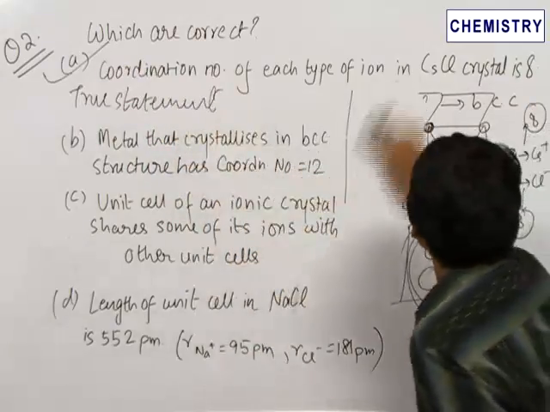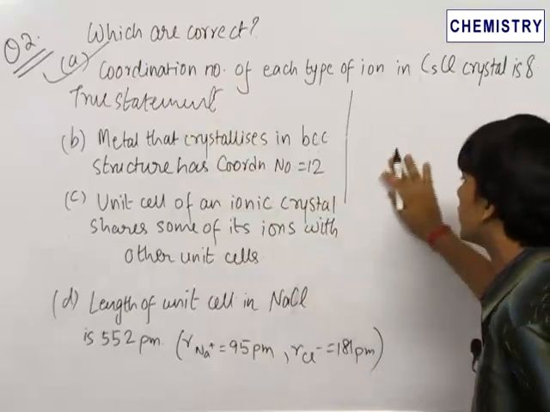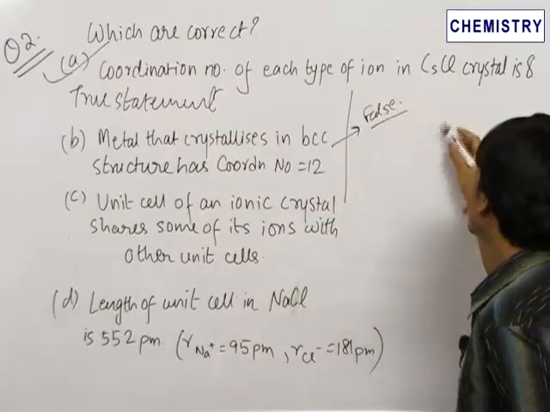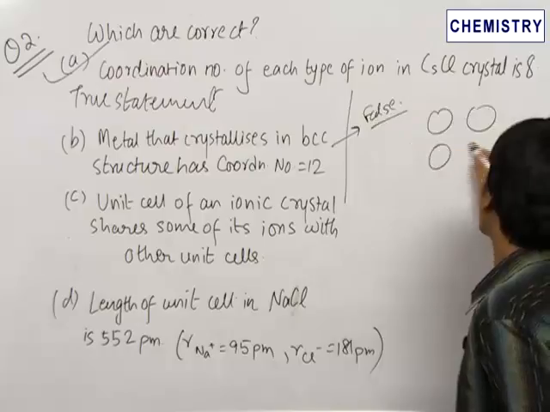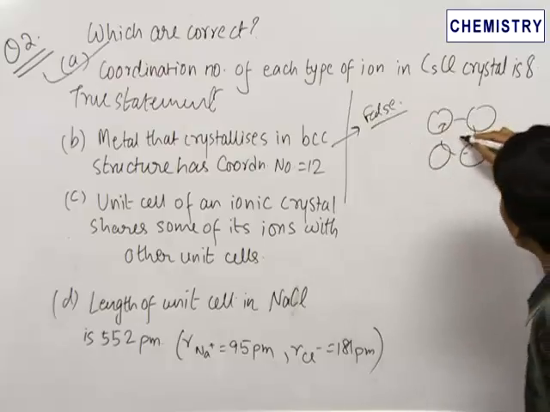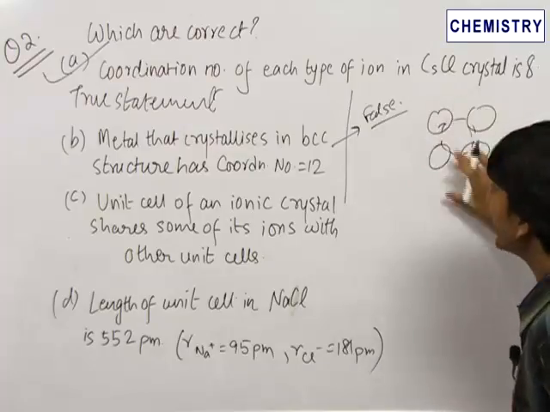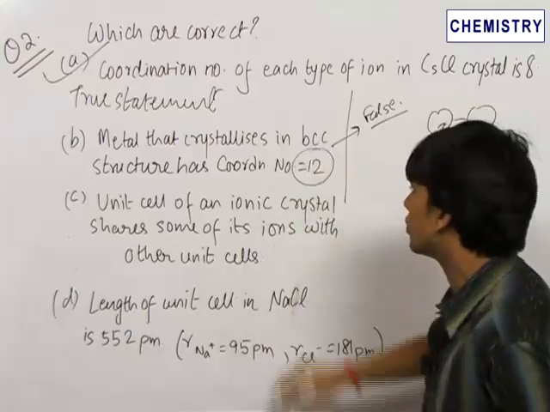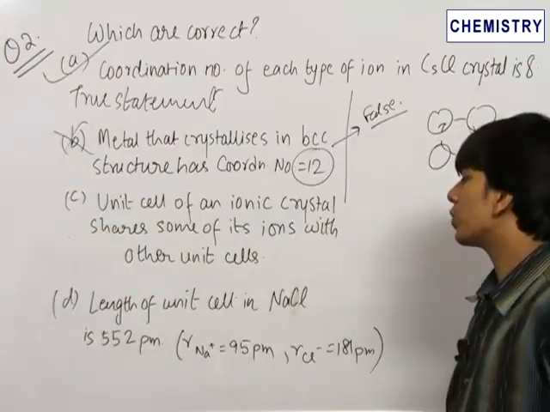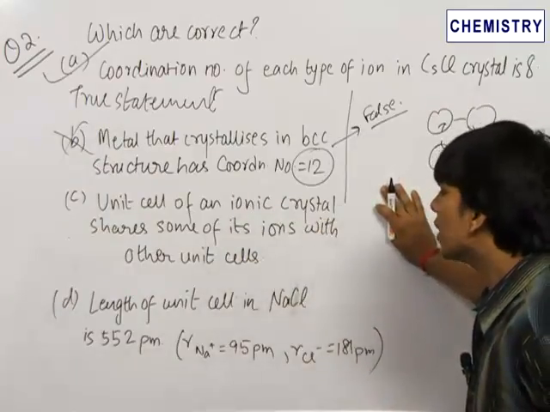Now for the B part, it is written that metal that crystallizes in BCC structure has coordination number equal to 12. This is completely false, because as we have just seen, in a BCC structure, even when this atom is the same, even then it will touch only 8 atoms. Therefore the coordination number equal to 12 is not possible. Therefore this is false. In the C part, it is written that unit cell of an ionic crystal shares some of its ions with other unit cells.